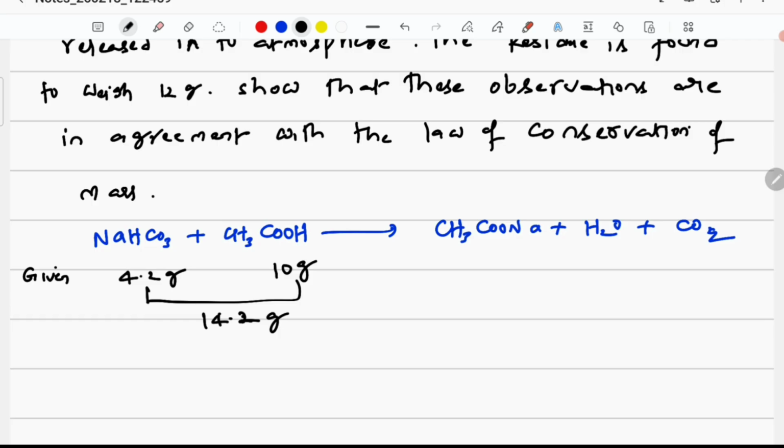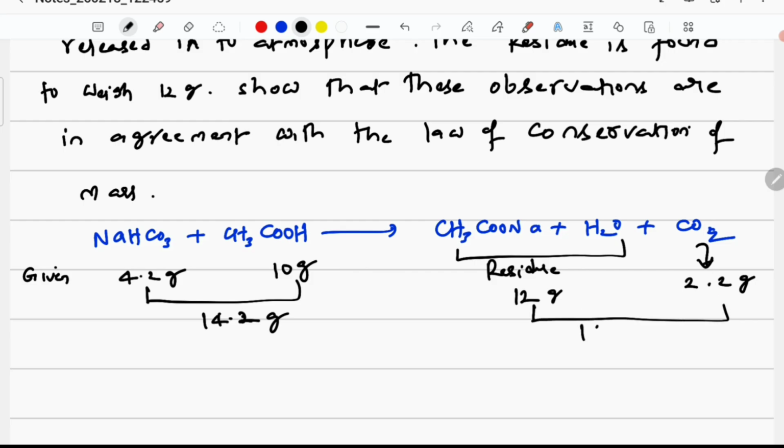Similarly, they mention that 2.2 grams of CO2 is observed, and then the residue is found to weigh 12 grams. The CO2 gas moved out, that is 2.2 grams of CO2, and the leftover residue, they mention, is 12 grams. So overall how much are we getting? Here it is 14.2 grams.